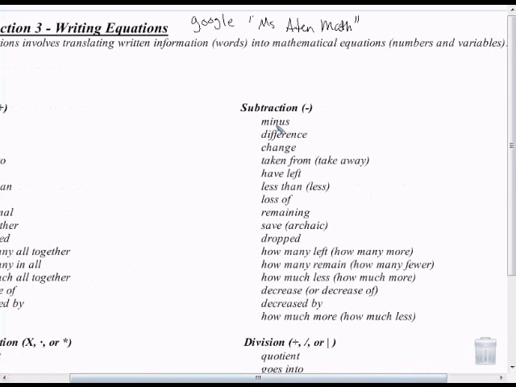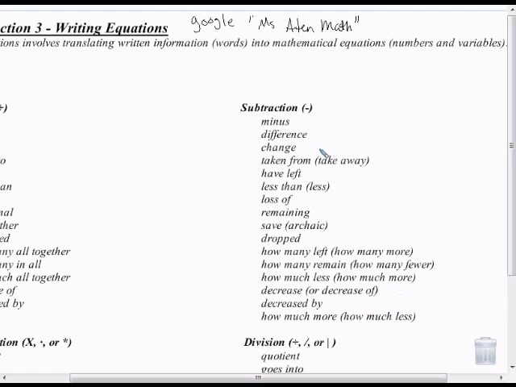Subtraction, you have minus, difference, change, taken from or take away, have left, less than, loss of, remaining, save, dropped, how many left, how many remain, how much less, decrease of, decreased by, how much more or how much less.